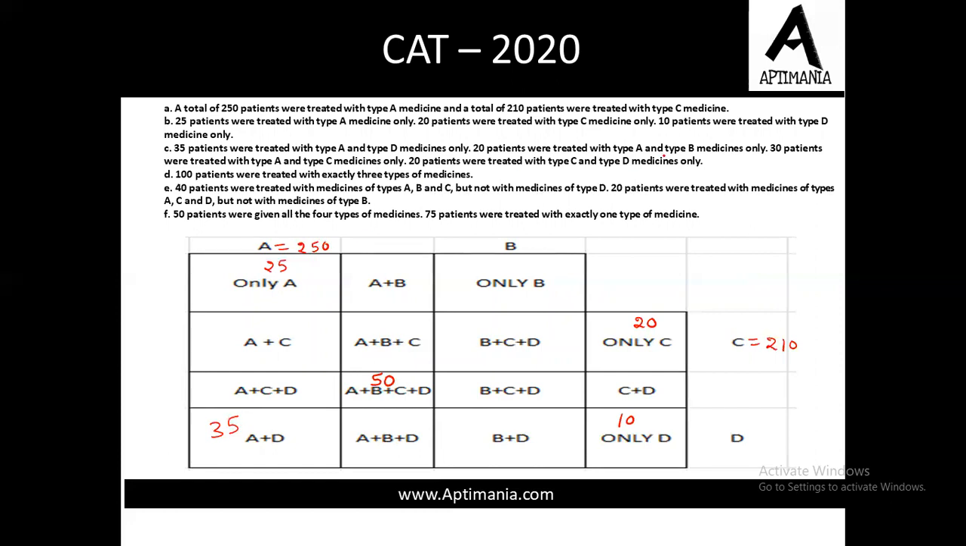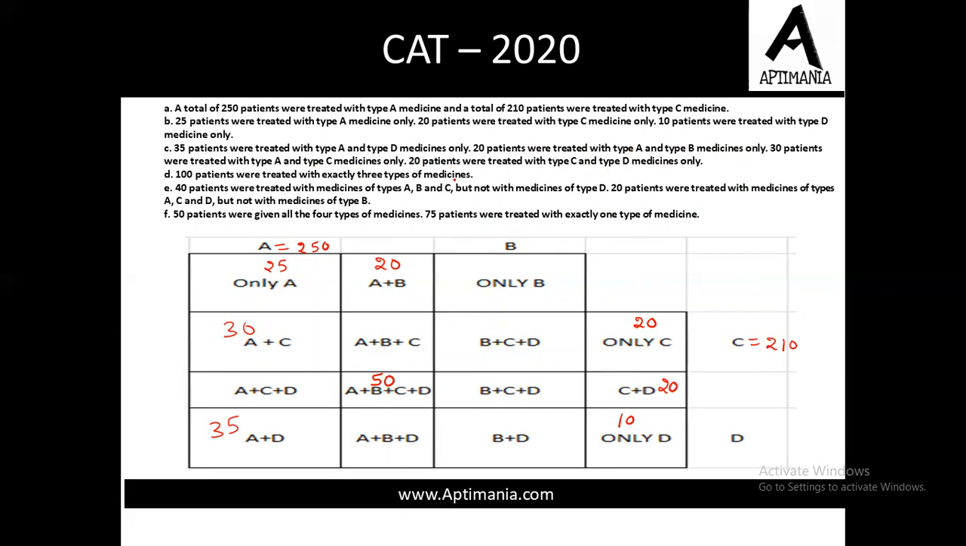20 with A and B only. A and B only is this, so this value is 20. And 30 were treated with type A and C only. A plus C only is this, and this value is 30. 20 with C and D only. So C and D is this value, so this is 20.